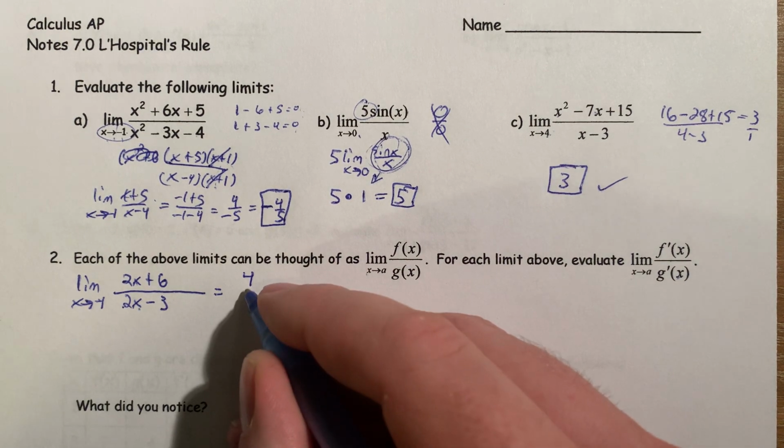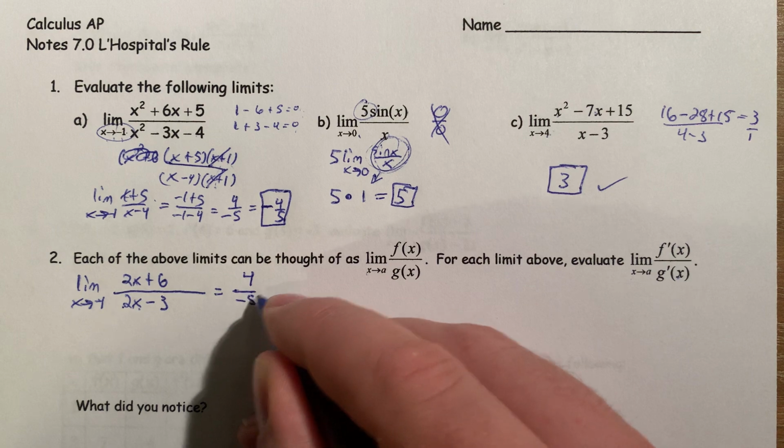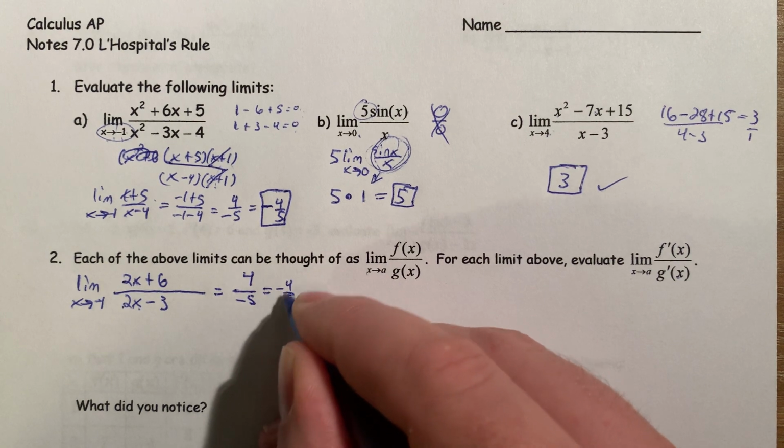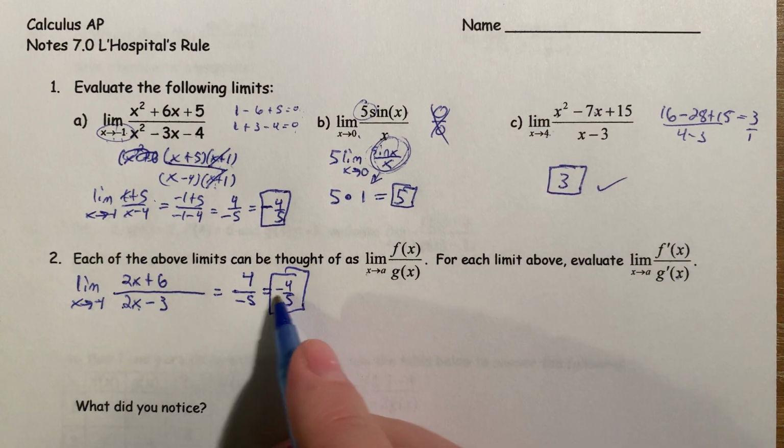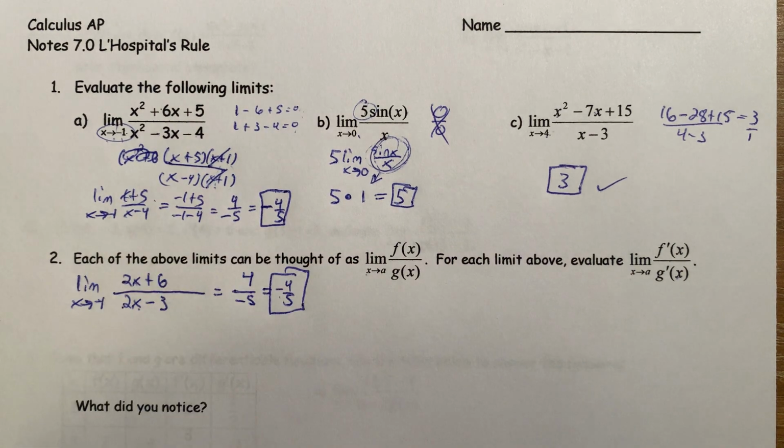2 times negative 1 is negative 2. Negative 2 minus 3 is negative 5. And we get negative 4/5. That's that limit of the derivative divided by the derivative.